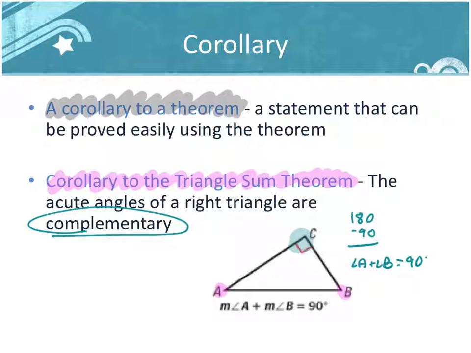If you didn't remember exactly that, you could go through the work that we just did. Add them all up, set them equal to 180. Make C 90 by substitution. Subtract 90 away from both sides, and you'd get A plus B equals 90. But can't they all be acute? No. But if one of them is right, the other two are complementary. So in order for this to work, it has to be a right triangle.